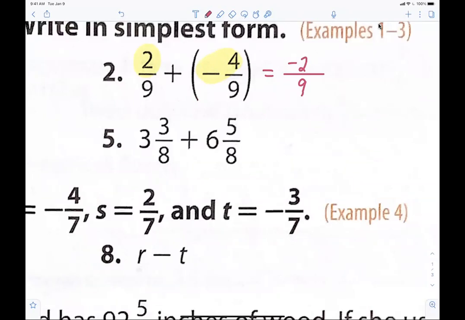Just like remember back in chapter 1 when I said what's 2 + -4? Oh, okay. It's just -2, right? Same situation. Anybody have any issues with that? All right, here we go.